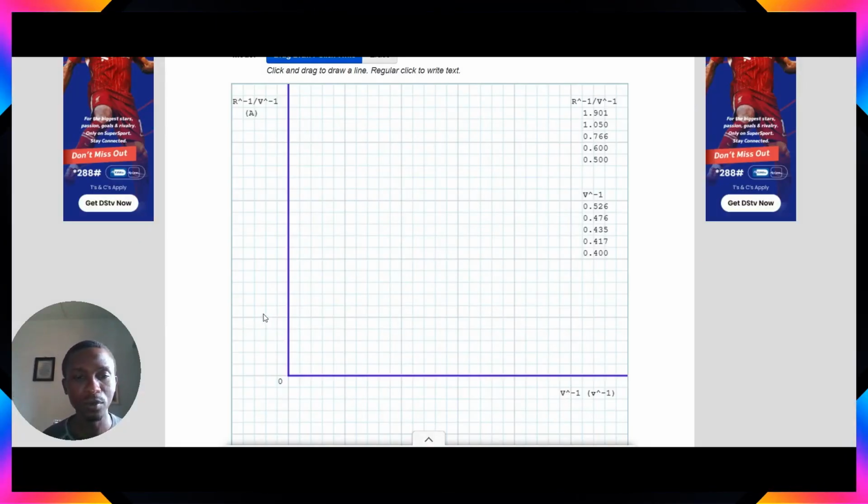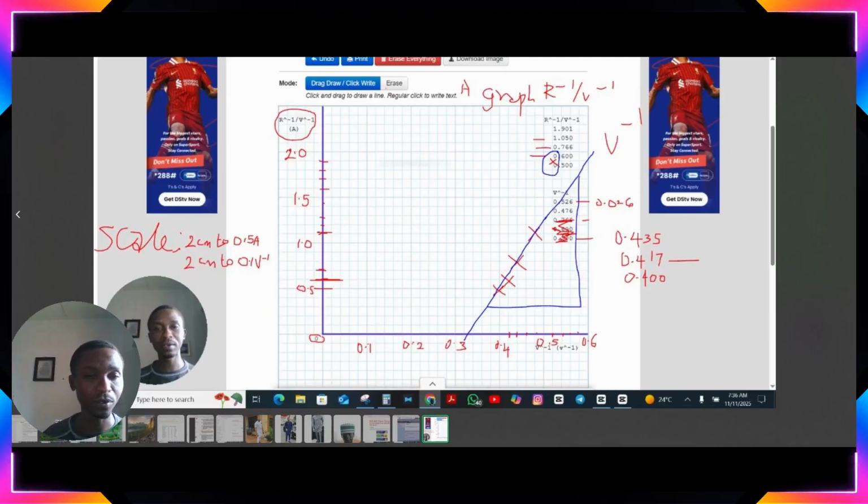So here should be 0.5. So here will be 1.0. So here is 1.5 and there is 2.0. Okay, good. Then on the horizontal axis, let me check the scale that we use on the horizontal axis. 0.1 per volt. Okay.